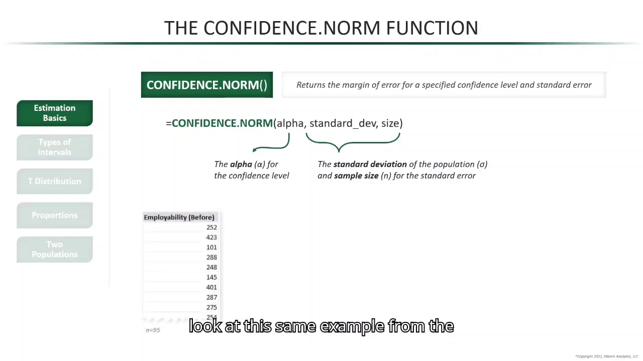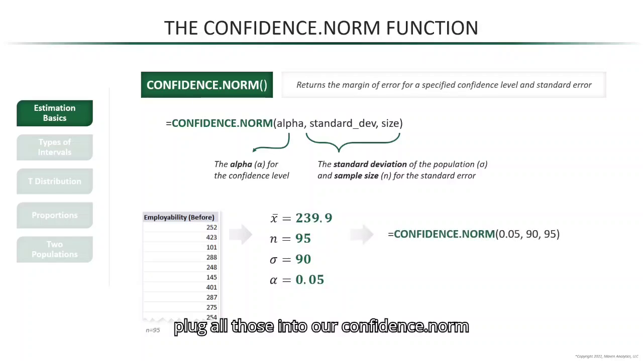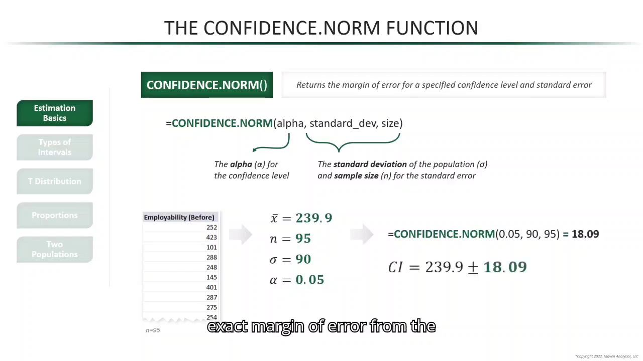And if we look at this same example from the previous slides, you'll see that we've got the employability before sample, we've got our sample mean, our sample size, our population standard deviation, and our alpha value. And if we just plug all those into our CONFIDENCE.NORM formula, we get that same exact margin of error from the previous example. So now let's just quickly jump back into Excel so that we can do the same thing ourselves.